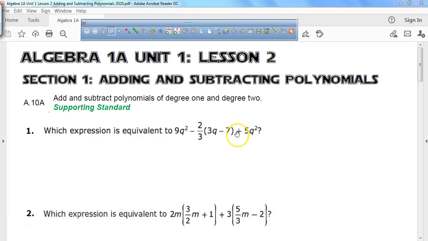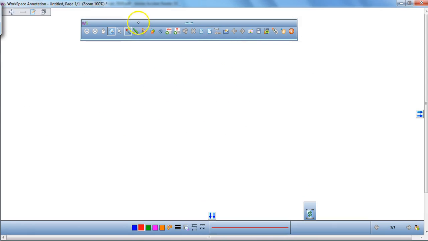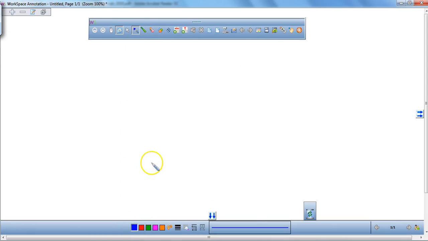Alright, in this lesson what we're going to be talking about is how to add and subtract polynomials. But before we get started about adding and subtracting, we kind of need to go over what a polynomial is. So I'm going to give you guys some examples of what's called a monomial.